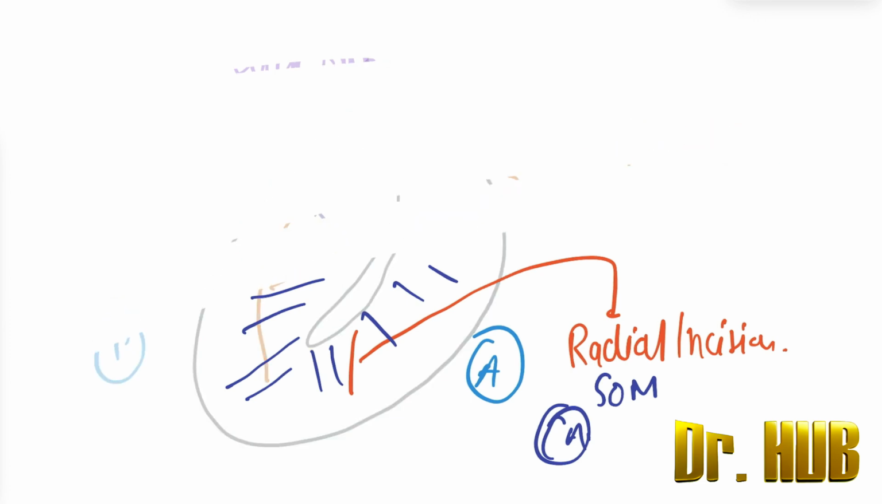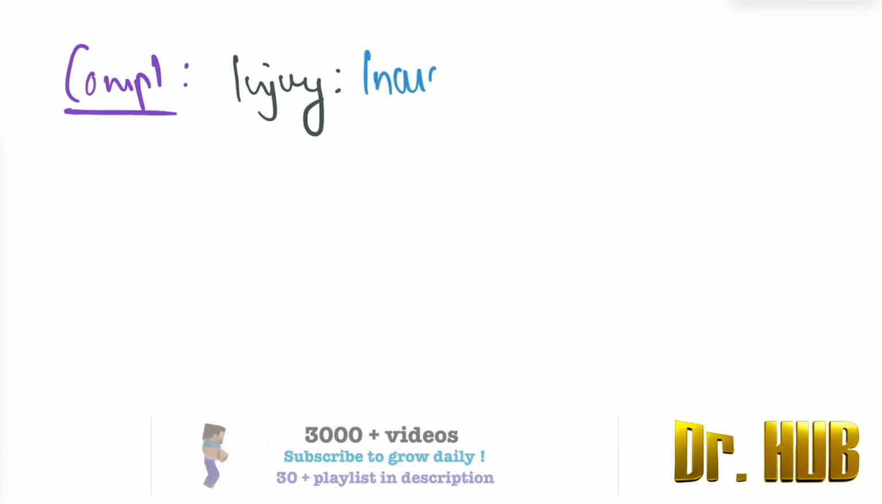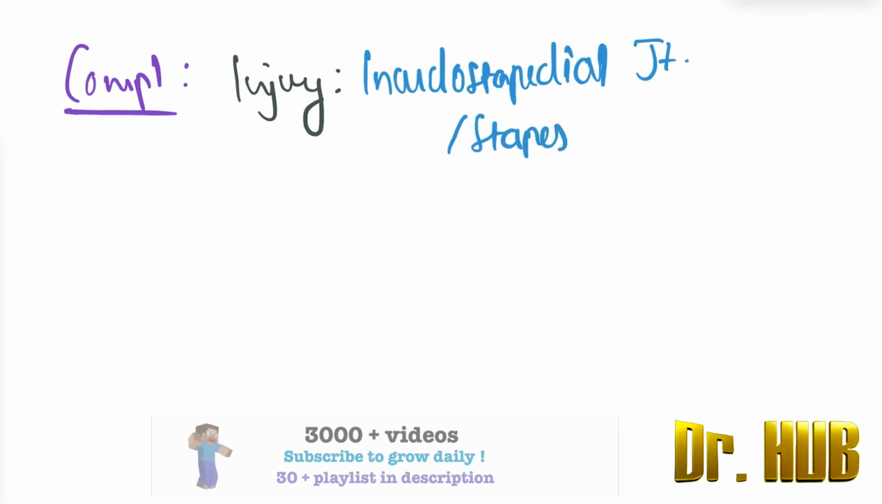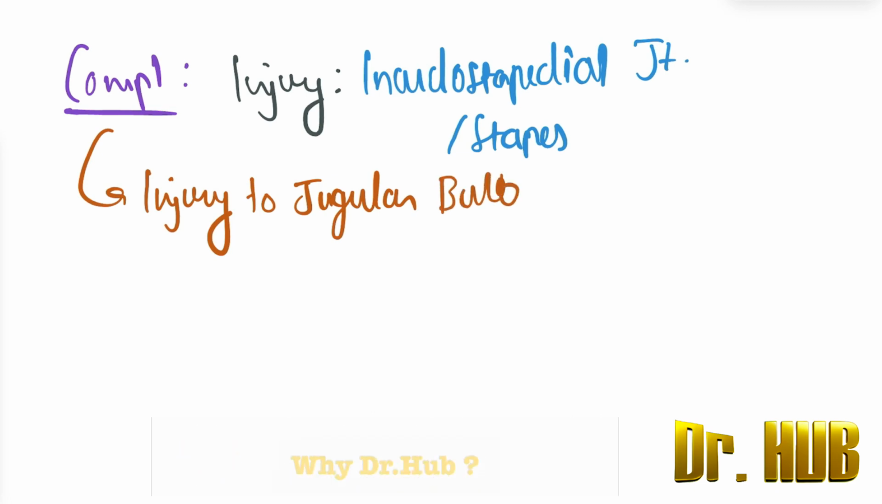Next we move on to the complications of the myringotomy. Firstly, there is injury to the incudostapedial joint or the stapes. Next, there is injury to the jugular bulb, with profuse bleeding.